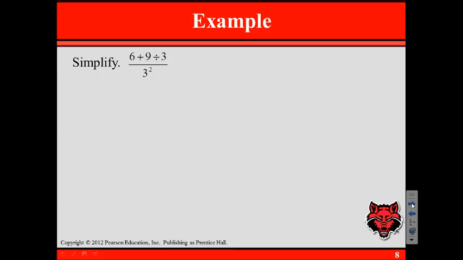Here we have another example where we see what looks like a very complex fraction. We have 6 plus 9 divided by 3 in the numerator, and 3 squared in the denominator. Now this fraction, when dealing with order of operations, can be considered a grouping symbol. It groups all of the pieces of the numerator together and all the pieces in the denominator together. So I'm going to rewrite it as such.